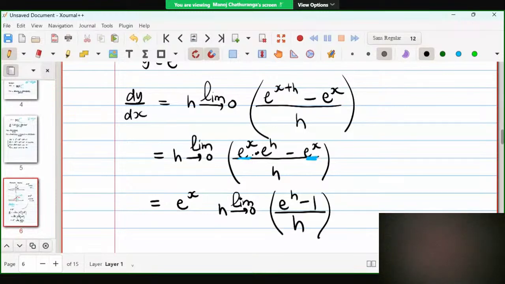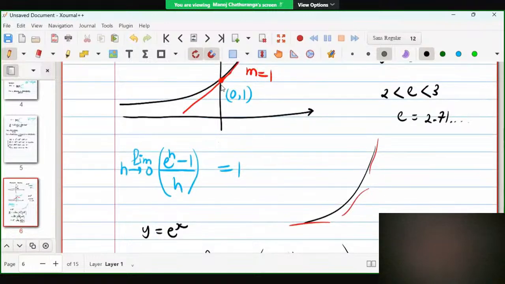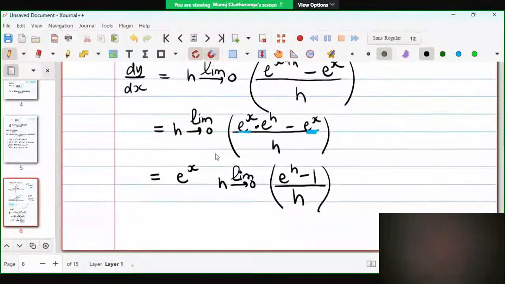E to the power h minus 1 divided by h. This is the slope of the tangent line at this special point. And we choose e so that this limit is 1. For other base values, this will be different. But e has this very special property. For it, this limit is 1.